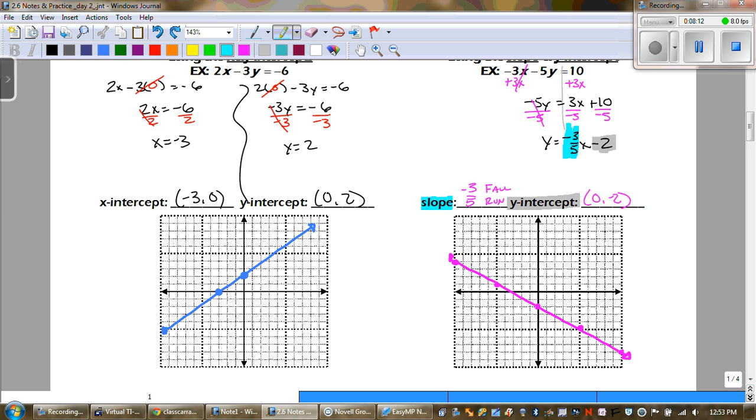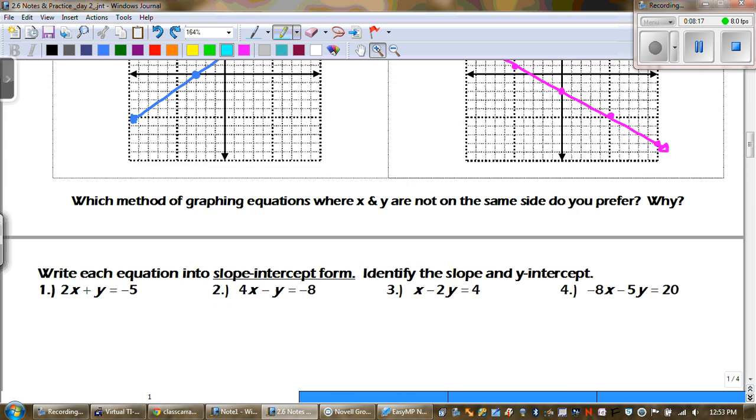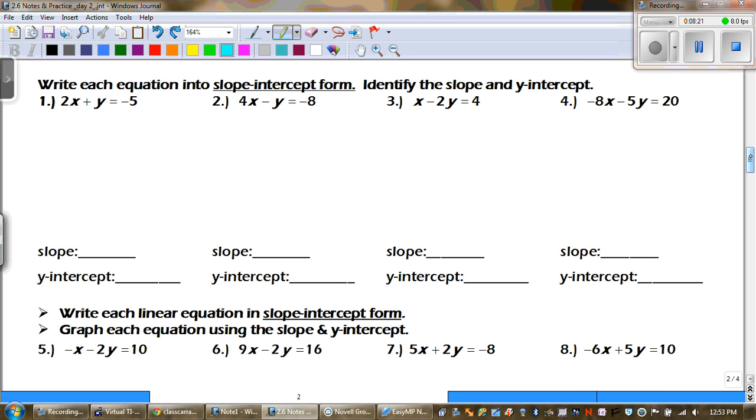Okay. Right away it tells you the slope. Right away it tells you the y-intercept. Now, the only problem is you need to do both. And you need to know how to do both. So what we're going to do right here is we're just going to write each equation into slope-intercept form. Identify the slope and the y-intercept. So all we're going to be doing is solving for y. Okay? So let's start with the first one.